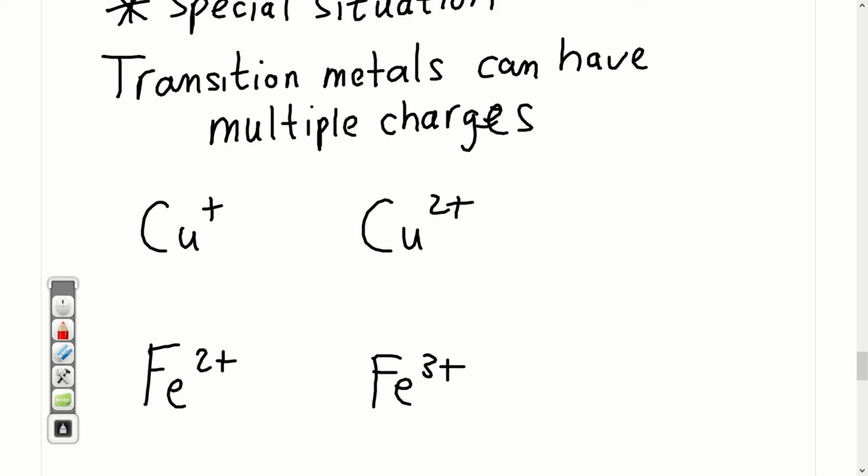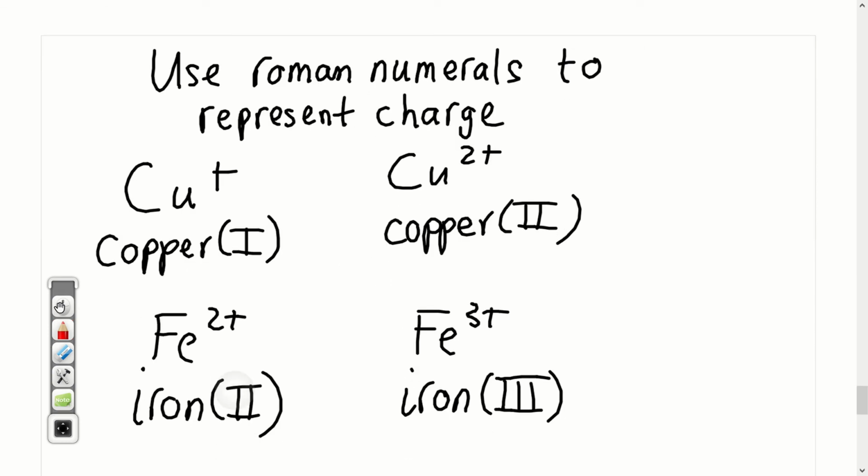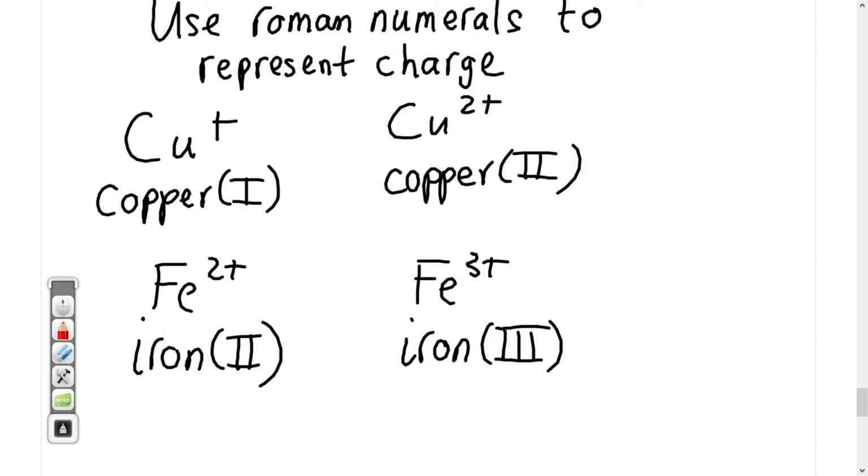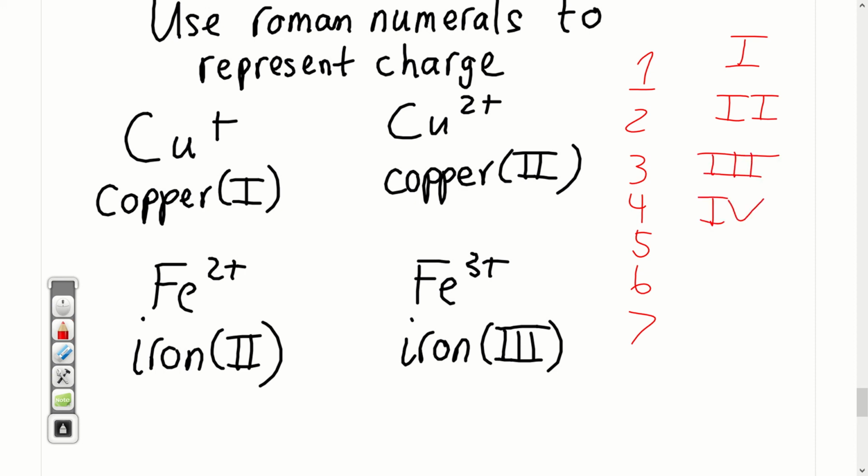So again, you just add the Roman numeral that represents the charge of the atom, which I think I have written on the next page. We just use Roman numerals. You only need to know Roman numerals up to about 7. So remember, 1, 2, 3, 4, 5, 6, 7: 1 is I, 2 is II, 3 is III, 4 is IV, 5 is V, 6 is VI, and 7 is VII. So the Roman numeral is representing the charge of the atom. The atom keeps its name. The Roman numeral represents the charge.